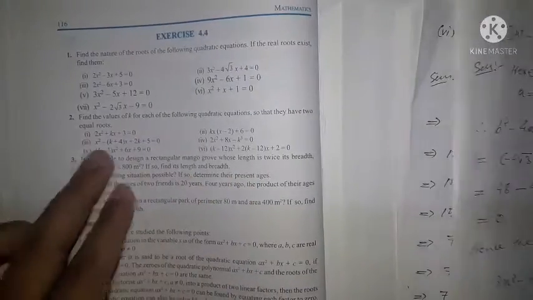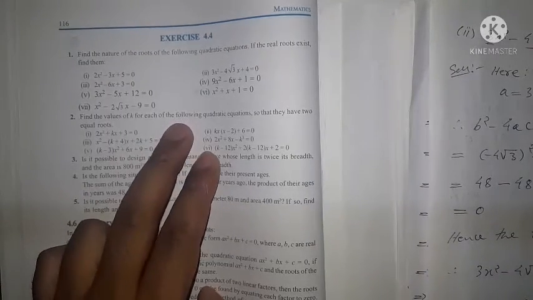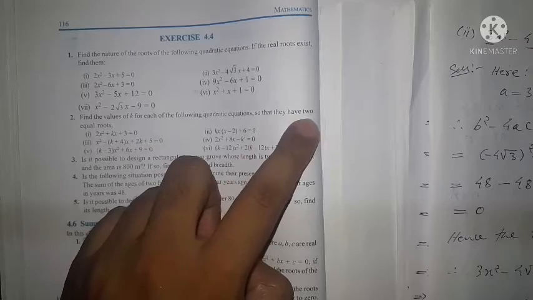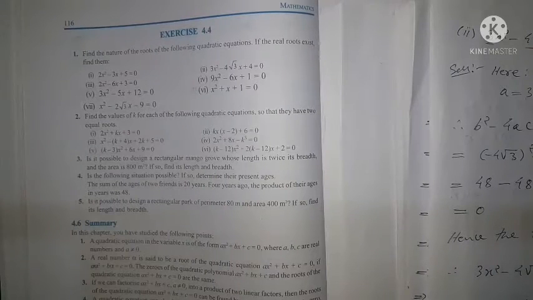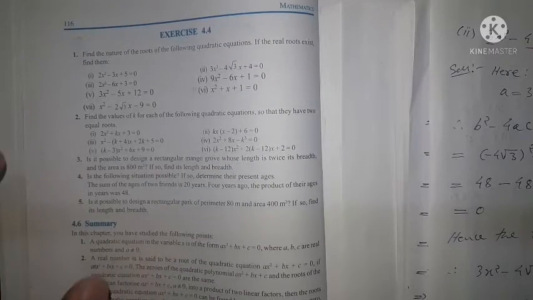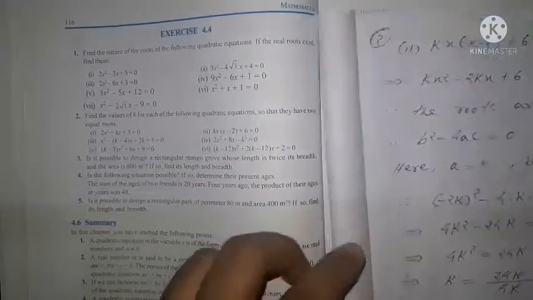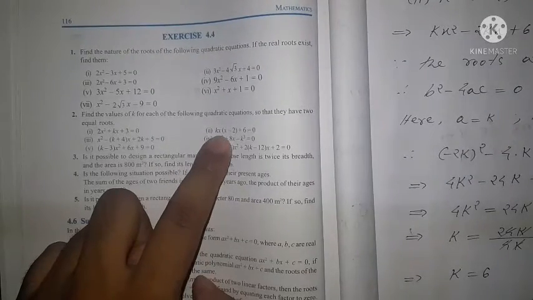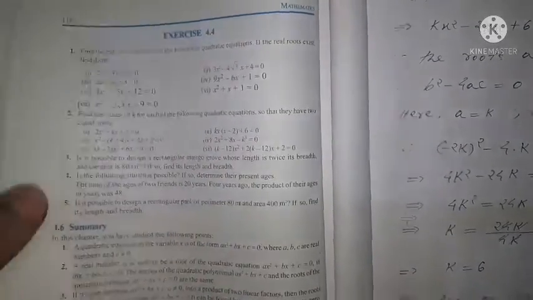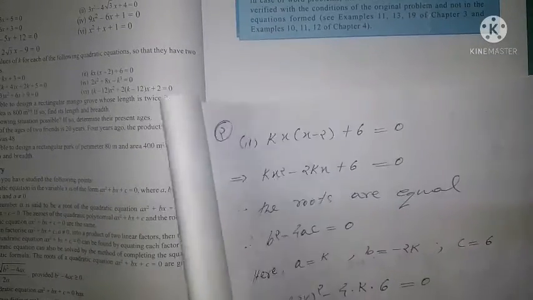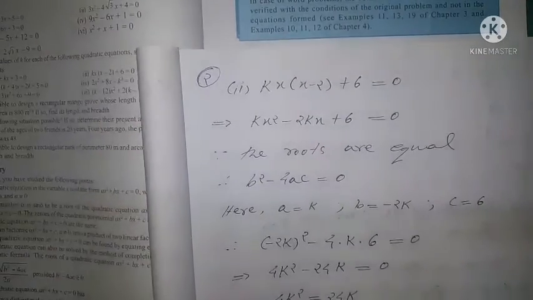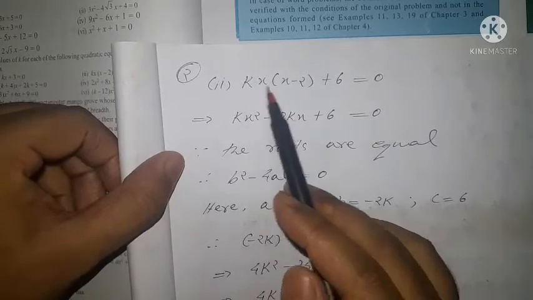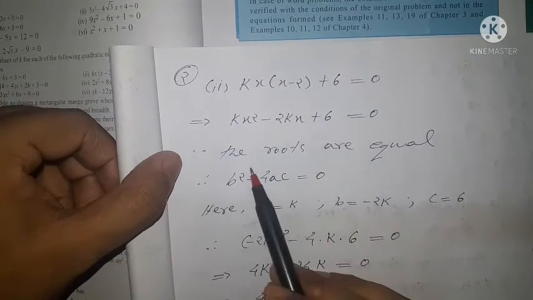Then question number 2, find the value of k for each of the following quadratic equations so that they have equal roots. So we need to find a value of k for these given equations, and it is already given that they have equal roots. That means b square minus 4ac is equal to 0. We know the condition for equal roots, that is b square minus 4ac equals 0. So let us do Roman number 2, that is kx into x minus 2 plus 6 is equal to 0. So this is the question. Which implies if we multiply this out, it will be kx square minus 2kx plus 6 is equal to 0.